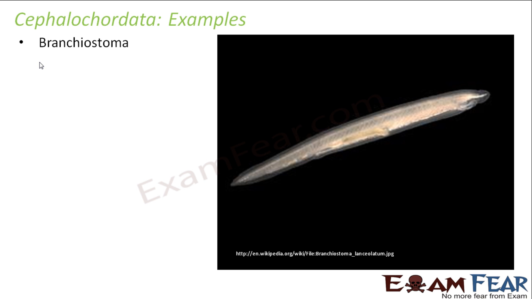Now if you look at it from far, it gives the appearance of a fish. It looks like a fish. Even though it doesn't have the fins of fishes, or those features which a fish has, the shape gives a rough image of a fish. So this Branchiostoma is an example of a Cephalochordata.